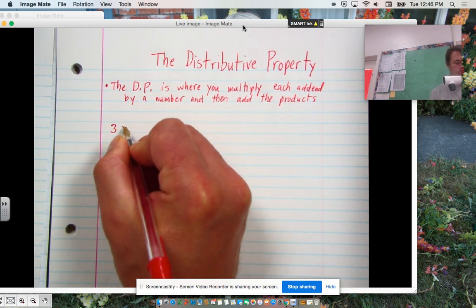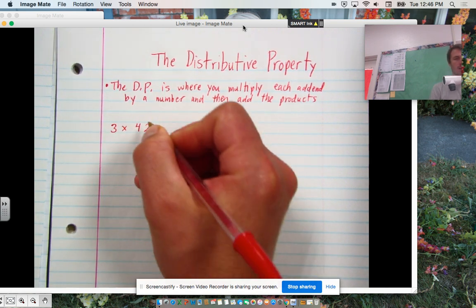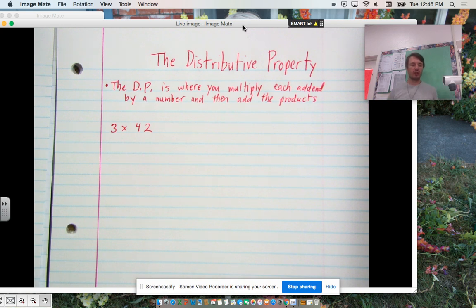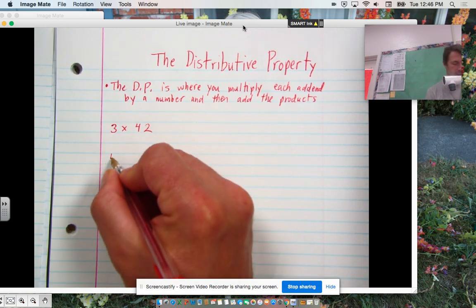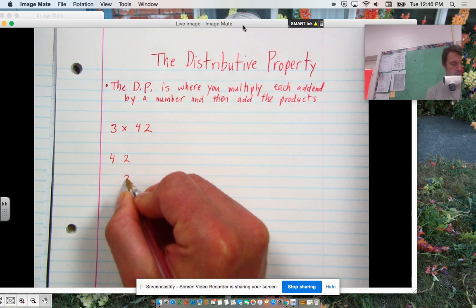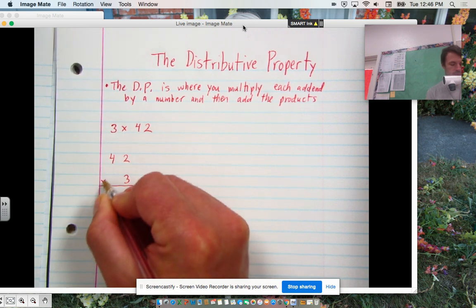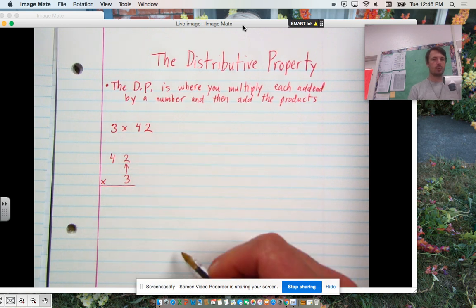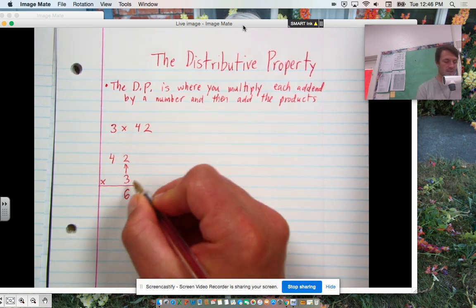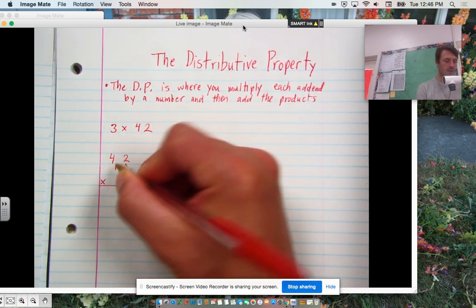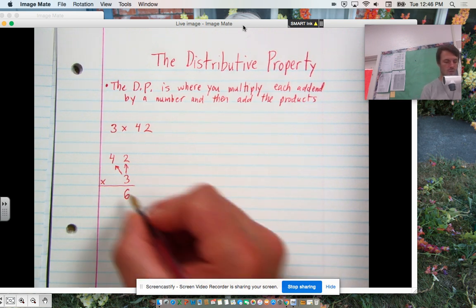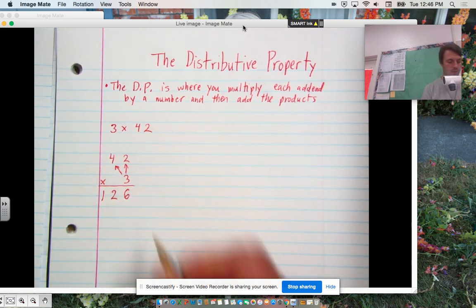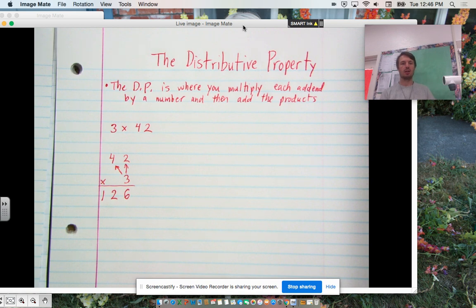Let's say we had 3 times 42. Now, of course, we could solve this the normal way just by stacking it, 42 times 3. We multiply the ones place on bottom by the ones place on top. 3 times 2 is 6. Then we multiply the ones place on bottom by the tens place on top. 3 times 4 is 12. So it's 126. That's the normal way to solve 42 times 3.